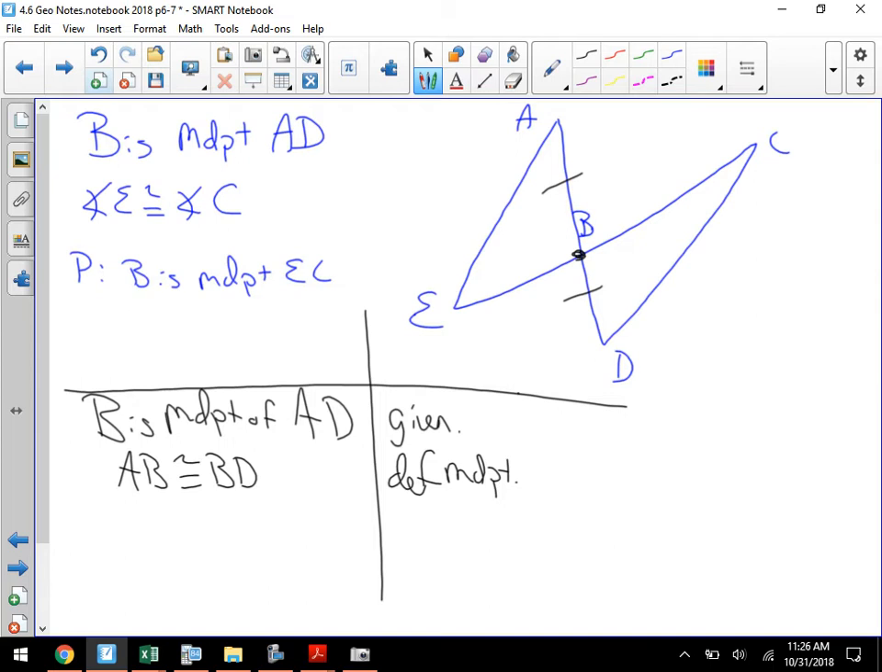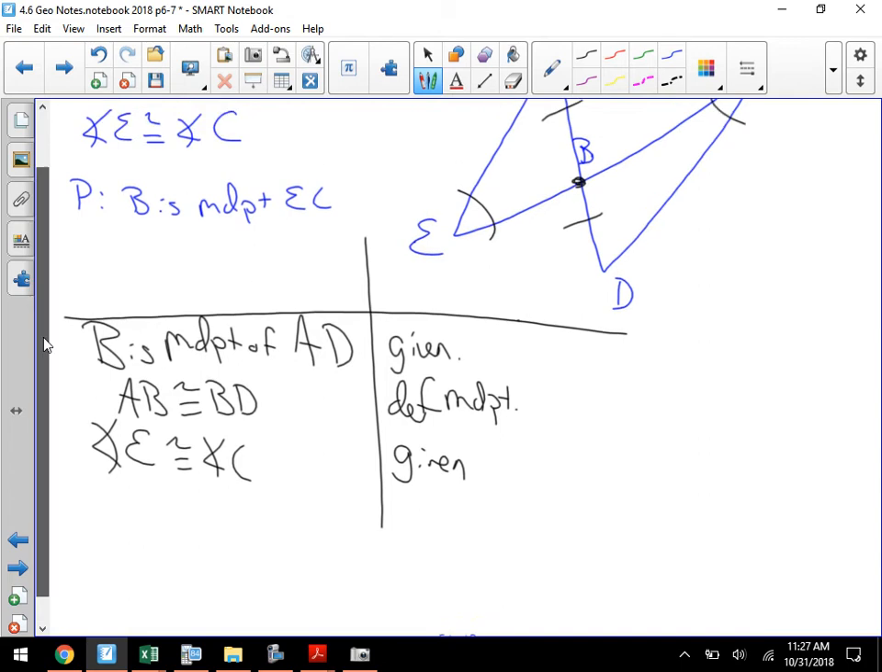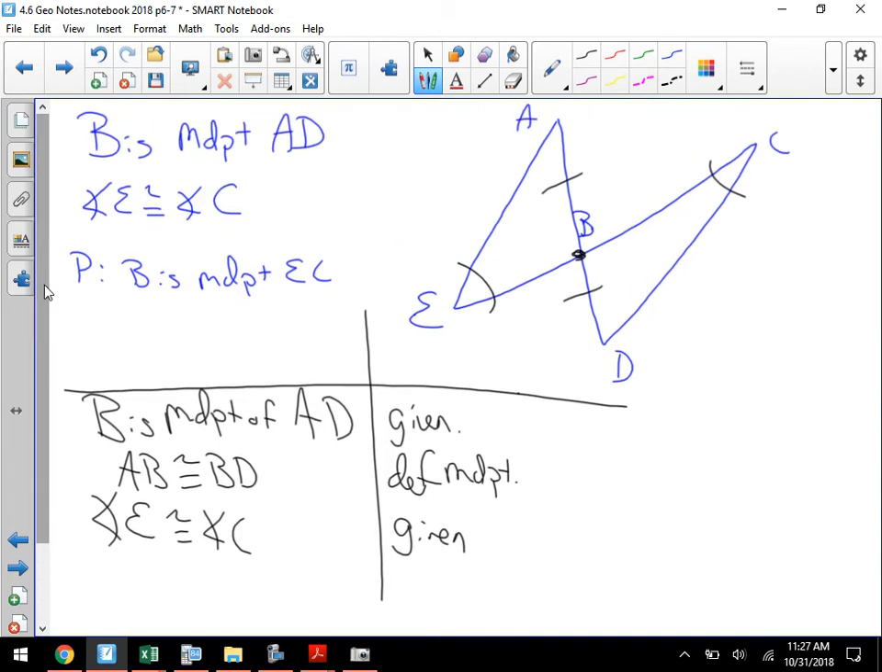All right, so that means you go to your next given. The next given says angles E and C are the same. So I'm just going to go ahead and do this. E and C are the same. So now I have to think about which one of the 5 ways we're going to be able to prove the triangles. We had side, side, side; side, angle, side; angle, side, angle; angle, angle, side; and every once in a while you come across a thing called hypotenuse leg.